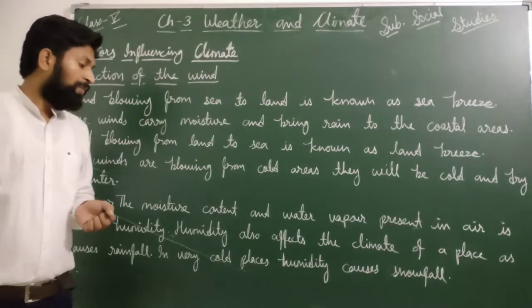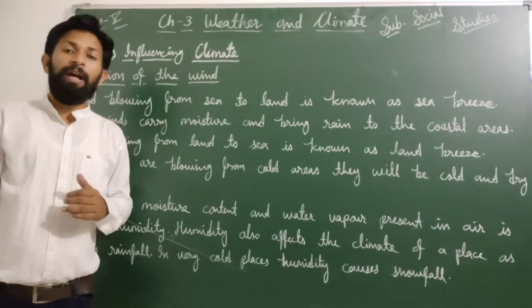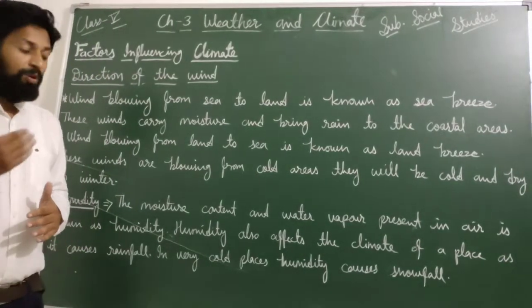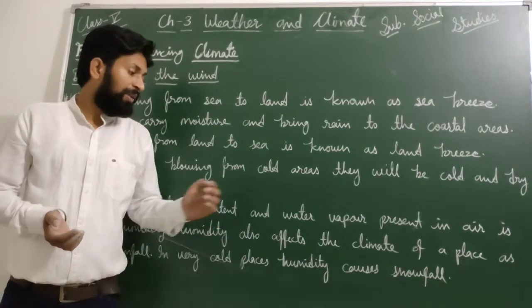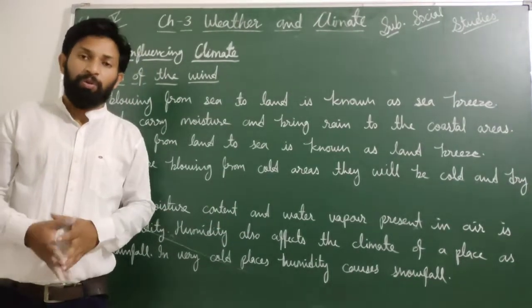In very cold places, humidity causes snowfall, like in hilly areas. If cold places are there, then humidity changes. Instead of rainfall, it changes into snowfall.